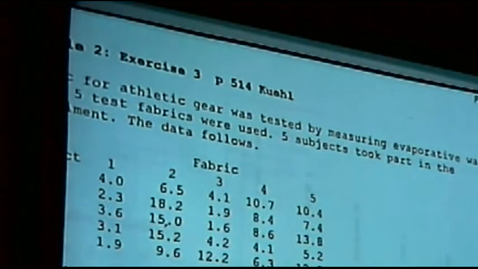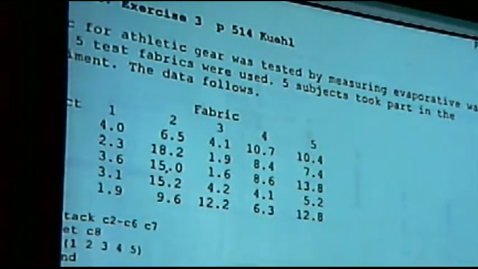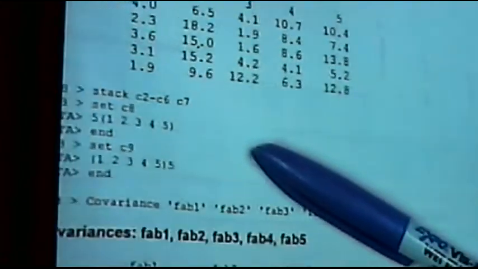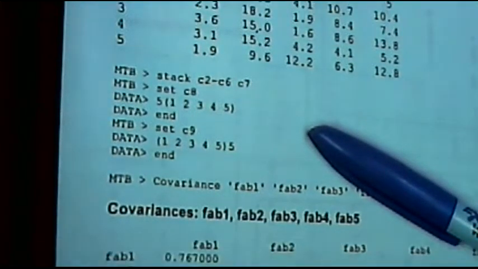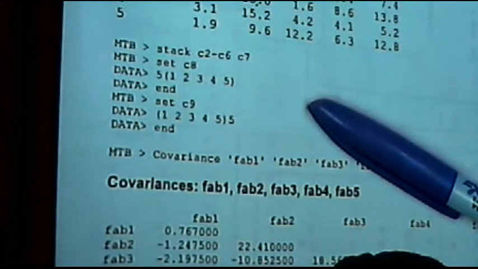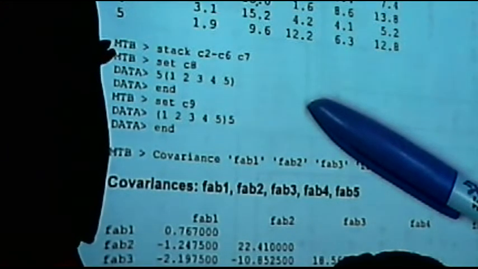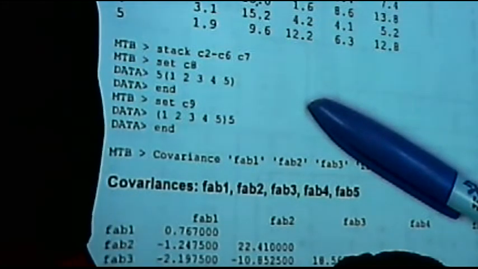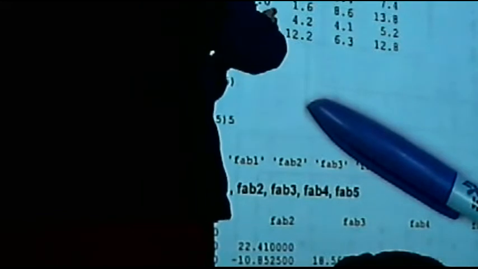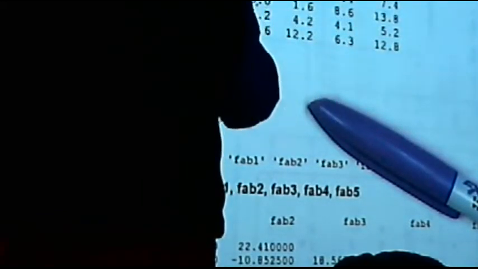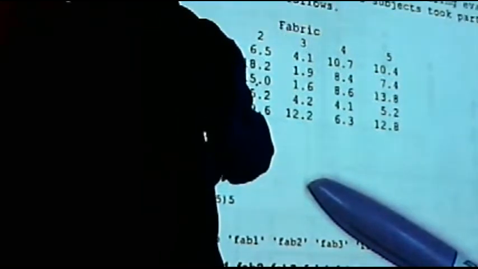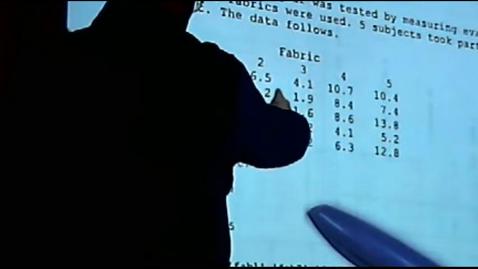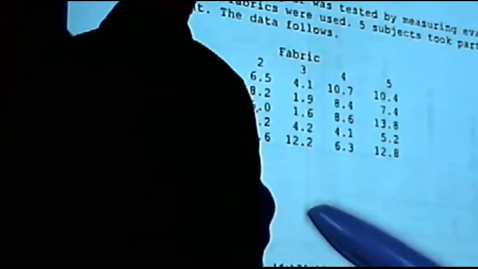And so I'm going to use the stack command here. I typed in these columns in Minitab. So now what I needed to do was to get these responses arranged in a single column. So here I stacked C2 through C6 and put it in a new column C7. So that's going to arrange these in a single column C7.